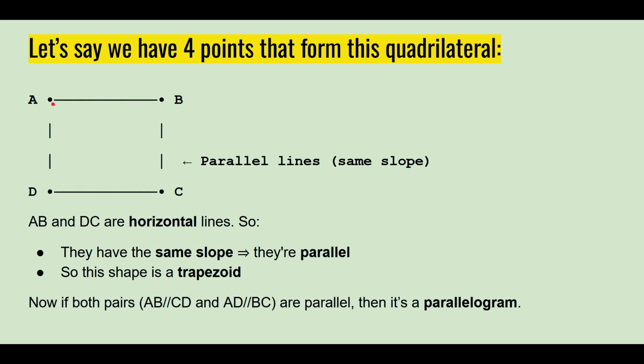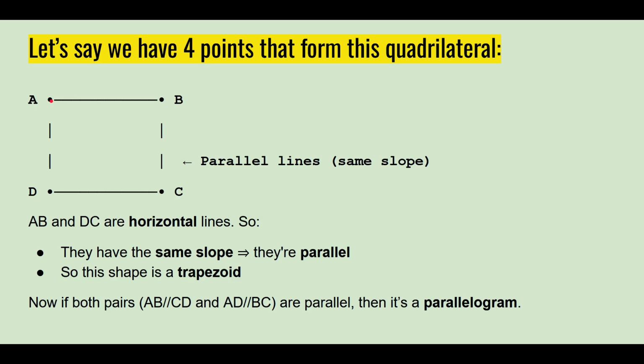Let's suppose AB and DC are horizontal, right? This is horizontal, this is horizontal. So these two horizontal lines form parallel lines, right? They are in the same slope. This is, and this is in the same slope, right? So they have the same slope, and so we can say they are parallel.